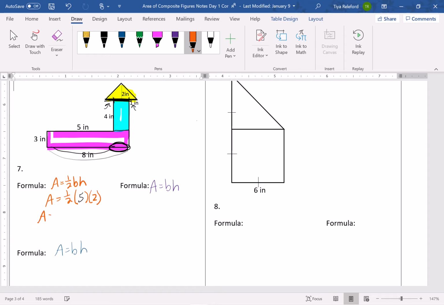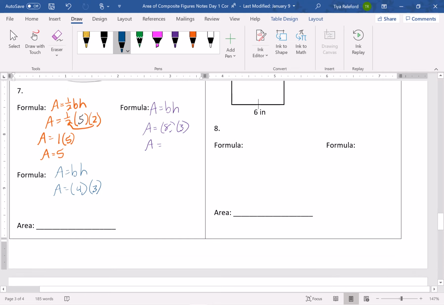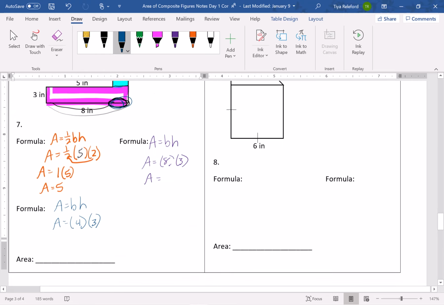So 2 divided by 2 is 1. So that means area of the triangle is 5. Then I have area of the rectangle, which is 8 and 3. Then I have the blue rectangle, which is 4. And if you remember, we said this was 3. And then you're going to add them all up. I know it's a lot.